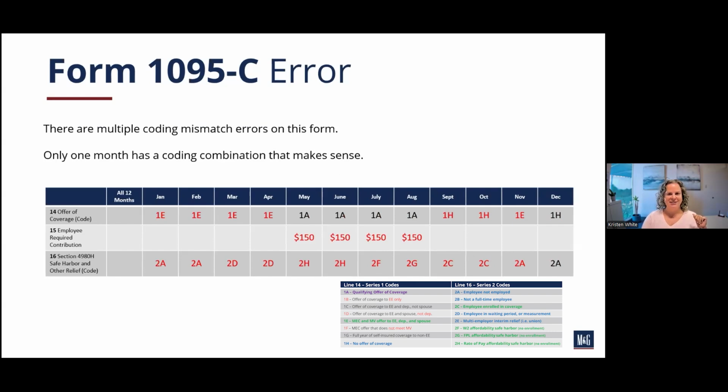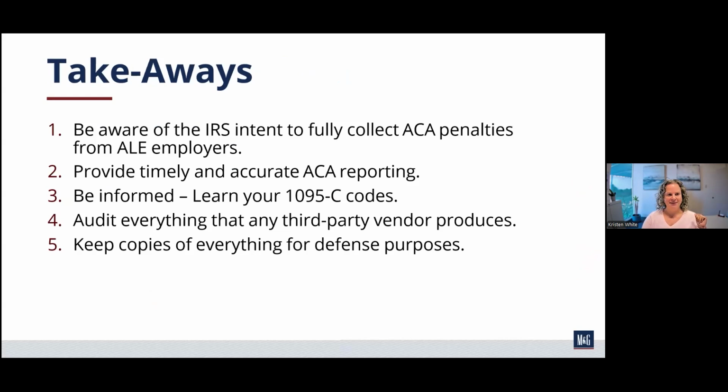All right, this is our last one. There's a lot going on here that's wrong. But again, look for those code combinations that are allowed. This one's telling you we offered coverage, but they were not employed, or they're in a waiting period. And then this is that qualifying offer of coverage. Again, these codes don't make sense with that. So the only one that really makes sense here is our December. And that was all of our information.